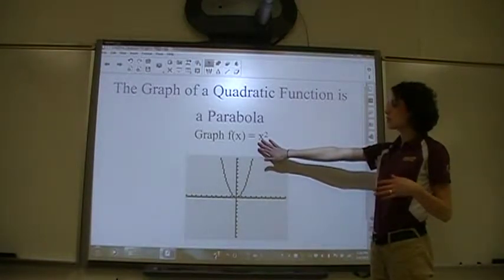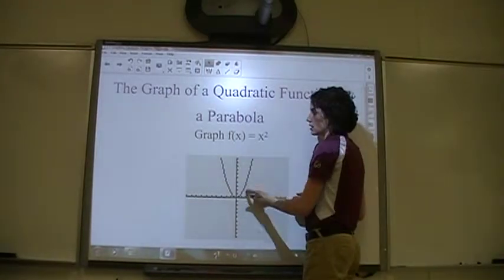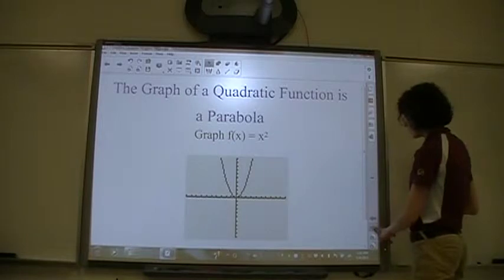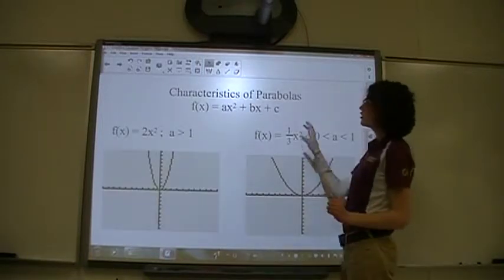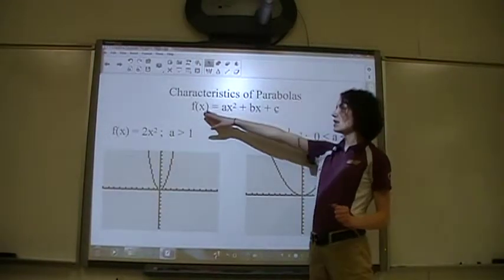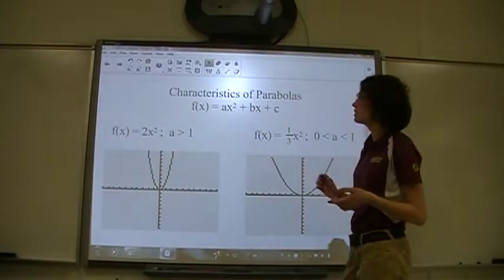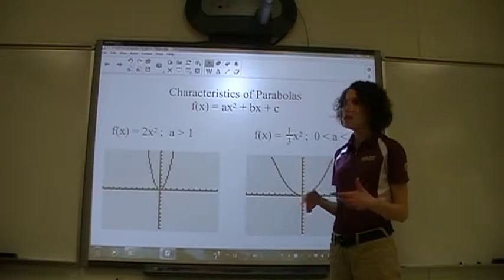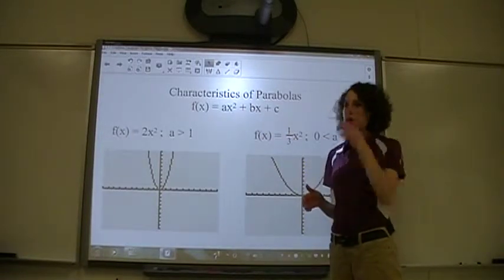Which means if you graph f of x equals x squared, it's going to look something like this with this smiley face right here. Now we've got some different qualities of these parabolas. So your characteristics of parabolas are going to be f of x equals ax squared plus bx plus c. It's just like when we're using our quadratic formula, your a, b, and c, that's where these a, b, and c also come into play.